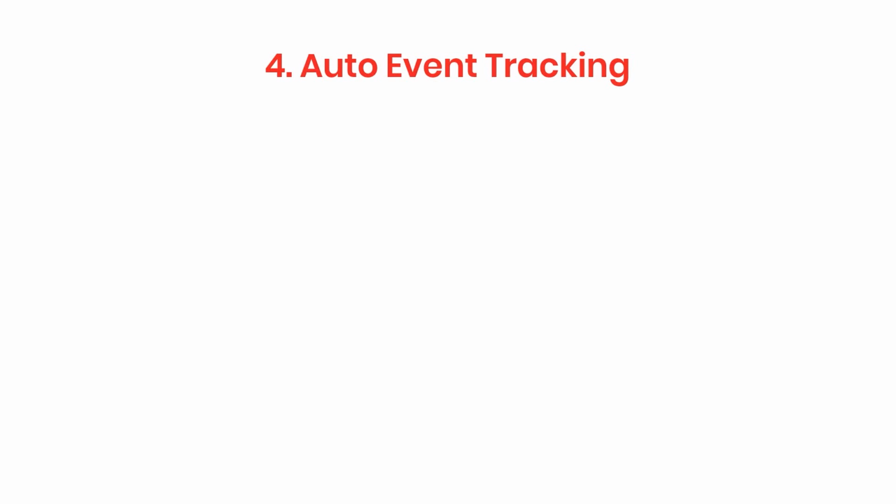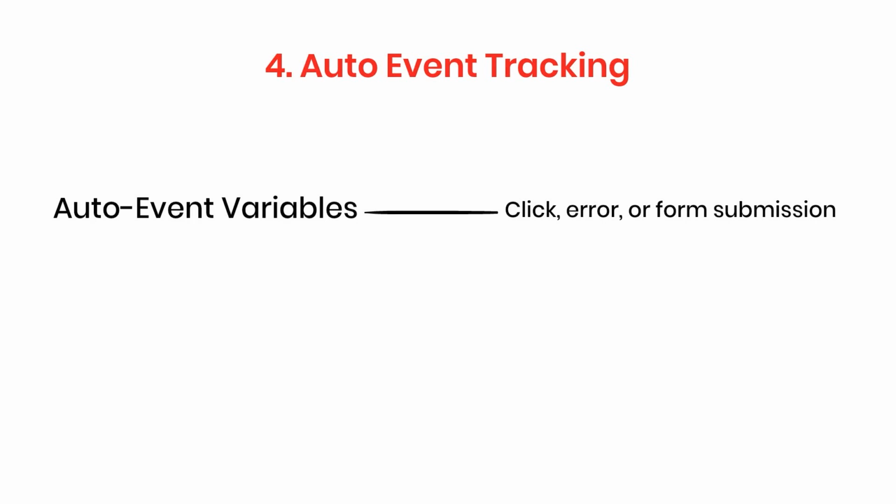Number 4, auto event tracking. Auto event variables allow you to access specific information related to an automatic event, such as click, error, or form submissions. For instance, when you click on an image, you can retrieve the image's URL or target link. Similarly, when you submit a form, you can access the form's ID and so on.